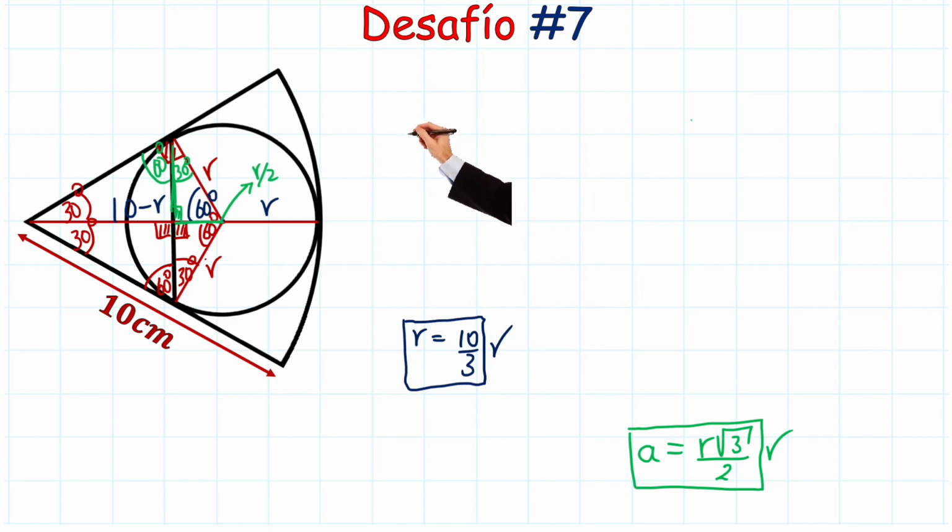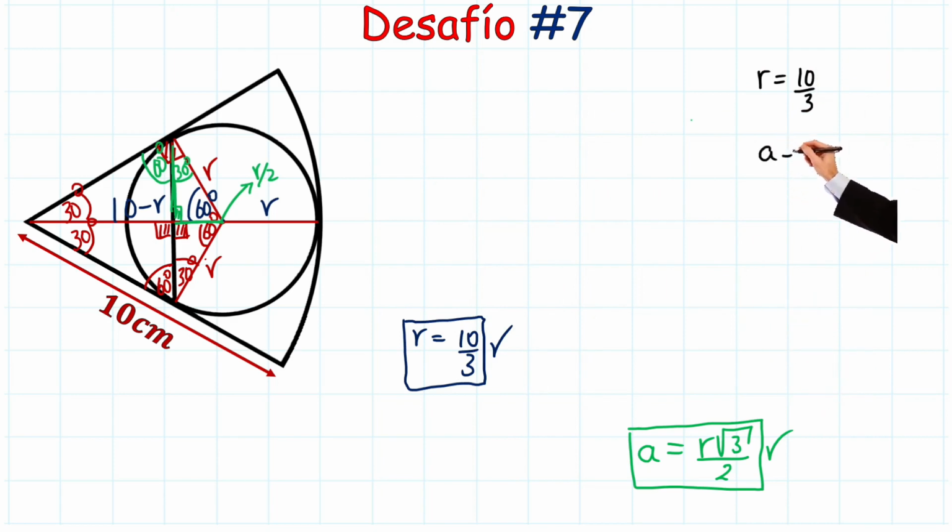Very good. Then let's jot down this data over here. R equals 10/3 times the square root of 3 over... Alright, let's delete that then.